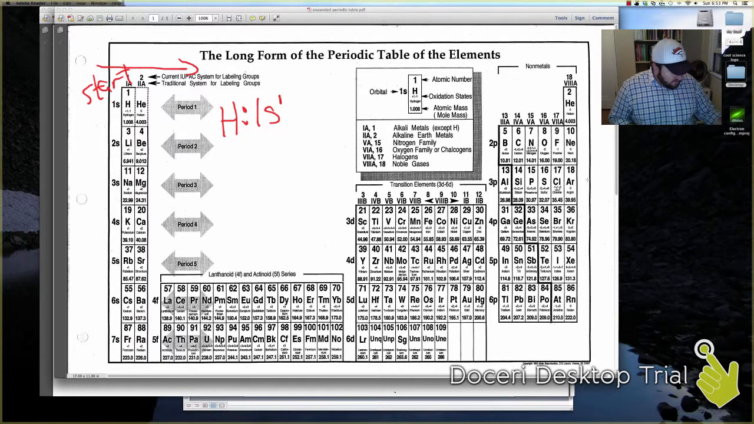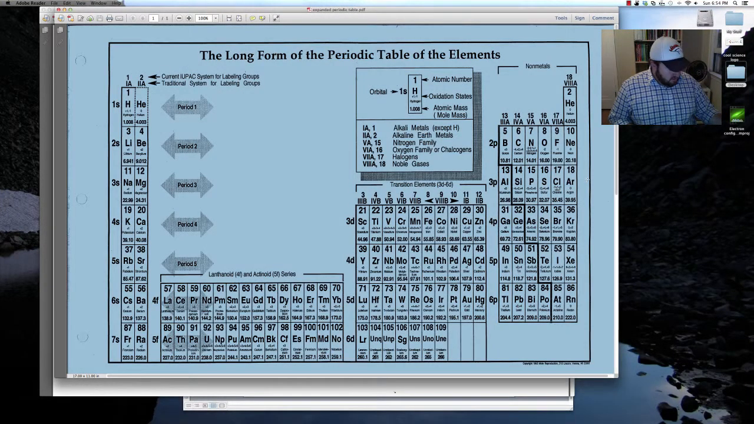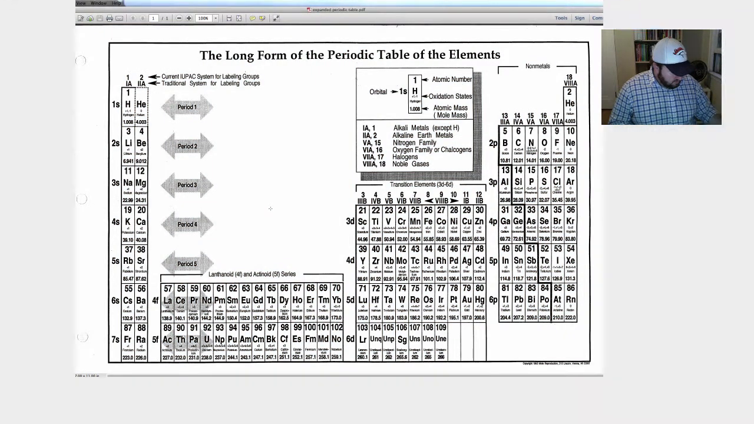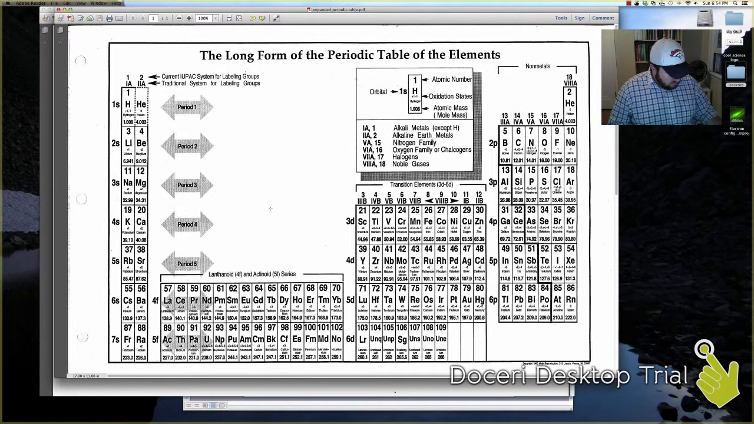Now, if I skip down a couple, and somehow made it blue, there we go. Let's just pick a different color here. Make this a little bit bigger.